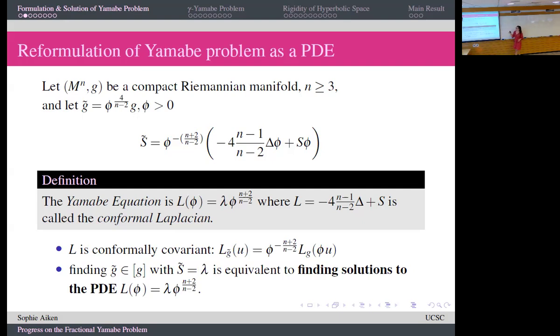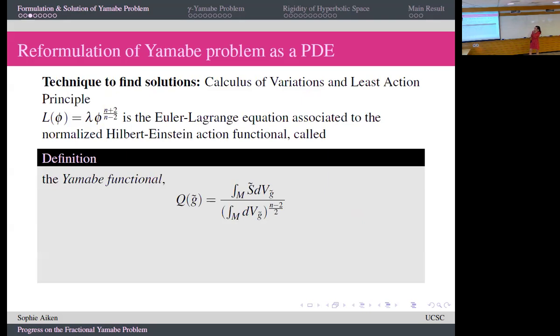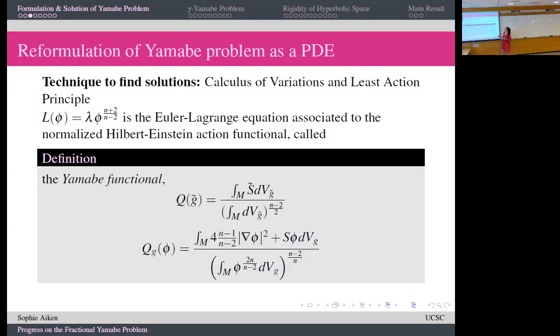Now we've reformulated this geometric question as an analytic question. Finding a metric G tilde, which admits constant scalar curvature, is the same thing as finding a conformal factor phi, which solves this PDE. Now, one way to solve a PDE is by using the calculus of variations and the least action principle. So I want to find a functional which has my particular Yamabe equation as its Euler-Lagrange equation. And it turns out that this Yamabe functional here is the correct one.